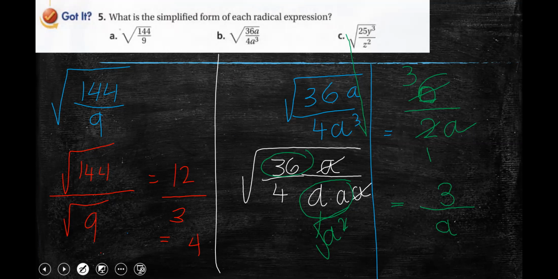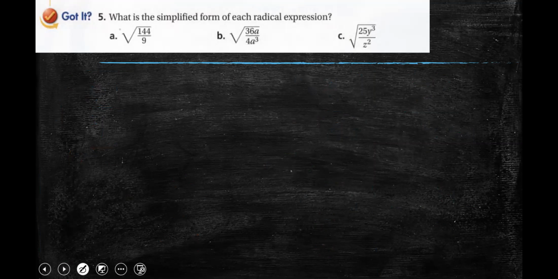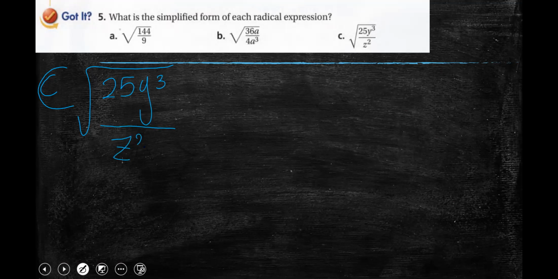Let's do now number 25. Letter C, sorry. In C here, I have only 1 minute, so I have to solve C, then I have to stop. 25y cubic over z squared. Look at this one here. In this one, we have two different variables, y cubic and z squared.